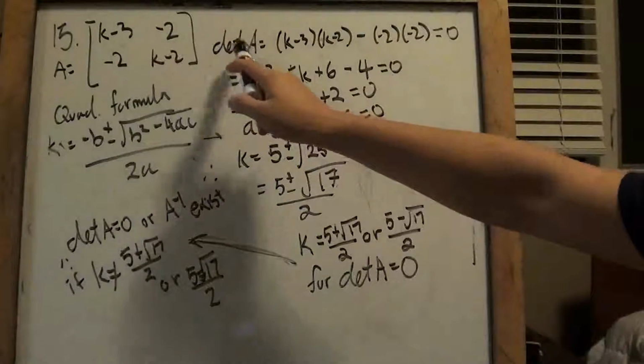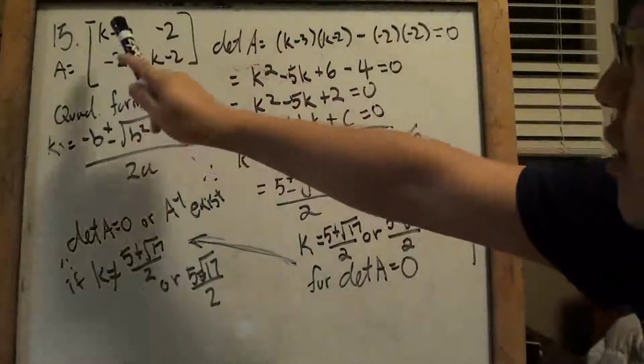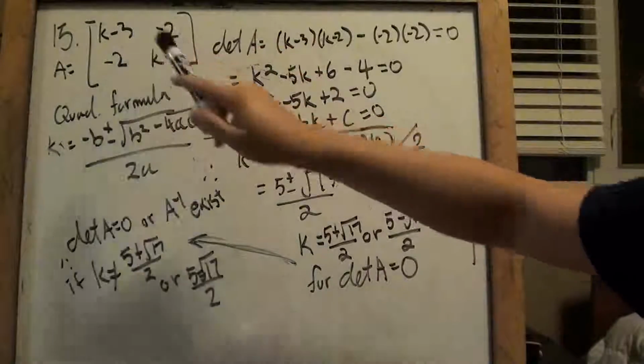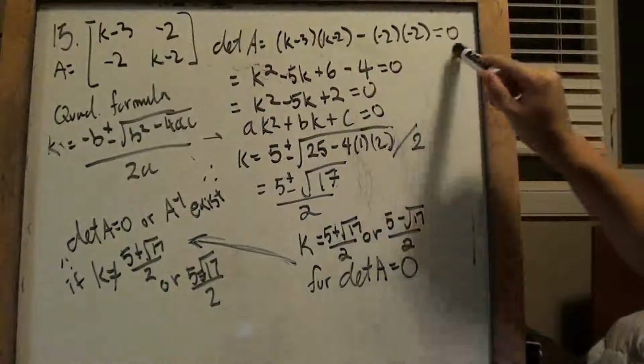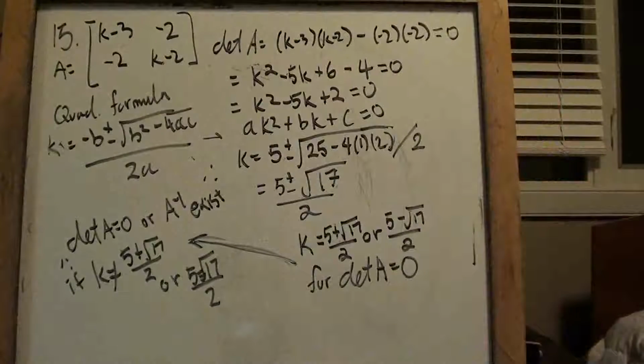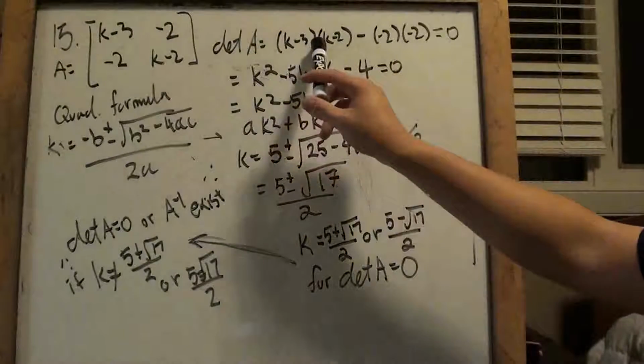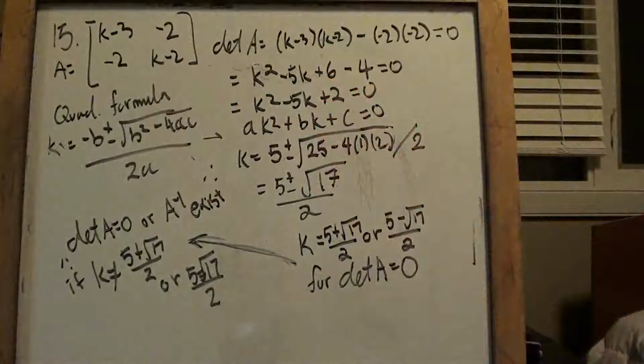It's 2 by 2, so easy, right? This times this minus this times that. So I have that. If that equals 0, then it's not invertible. So this is going to become a quadratic equation. Every time you see a quadratic equation, actually it's a pretty sad story.